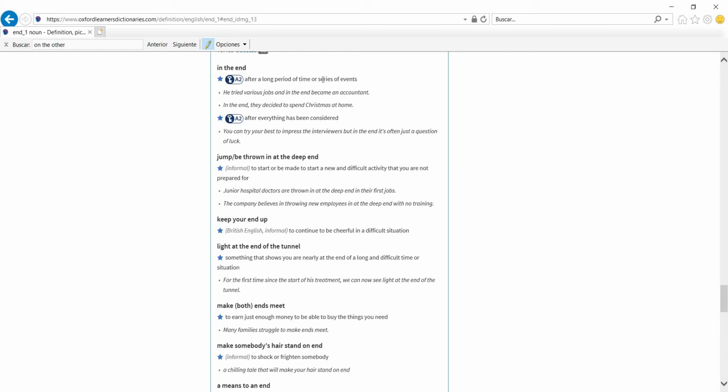So after something, right, it is the end, but it's not the final thing, the final scene, because you would say "at the end of the movie, they get married." Right, and when you speak of a film, you may use "in the end," but it may refer to the actual last part of the film, right? "In the end, they get together," right? But it's not the end of the film. And then: "You can try your best to impress the interviewers, but in the end, it's often a question of luck," right? So after everything is considered, so be careful.